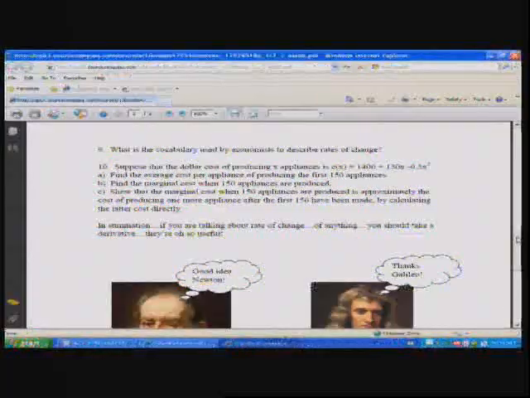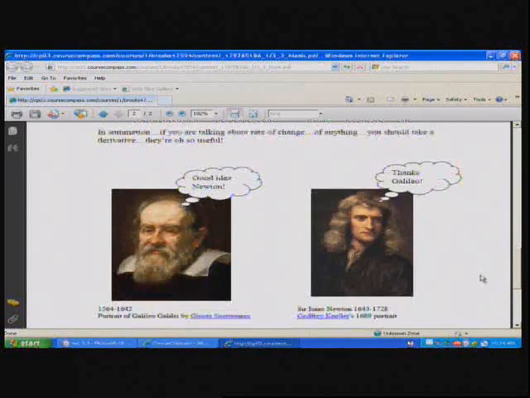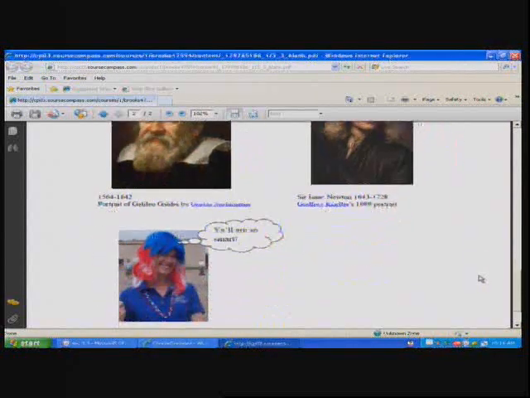But okay. So in summation, if you're talking about rate of change of anything, you should take a derivative. They're oh so useful. And so then our little guys, good idea, Newton, and then he says, thanks, Galileo. And so there's Newton and Galileo, and then here's me.